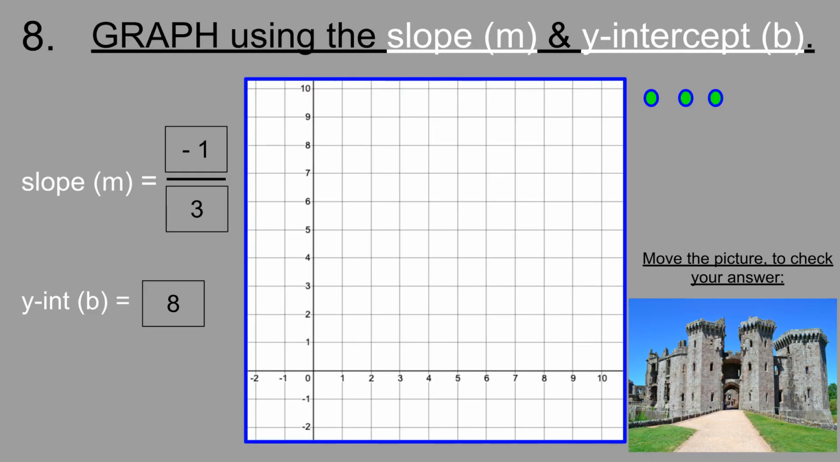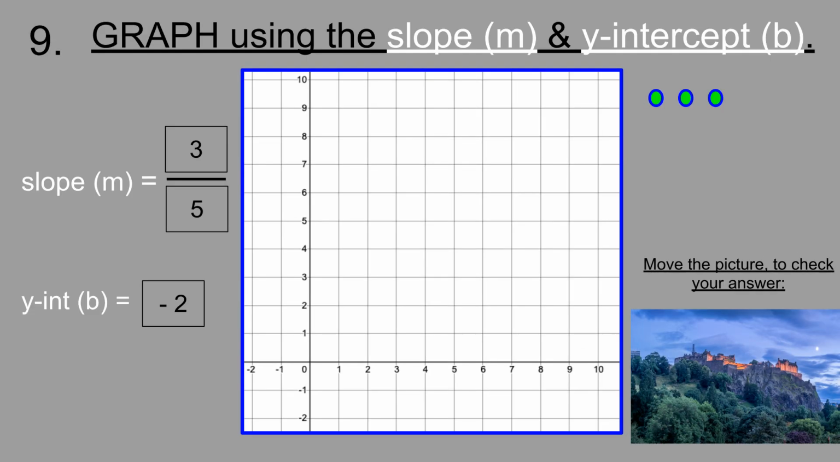For problem 8, we will graph a line using the given slope and y-intercept. The slope is -1/3, and the y-intercept is 8. Problem 9 requires us to graph a line with a slope of 3/5 and a y-intercept of -2.